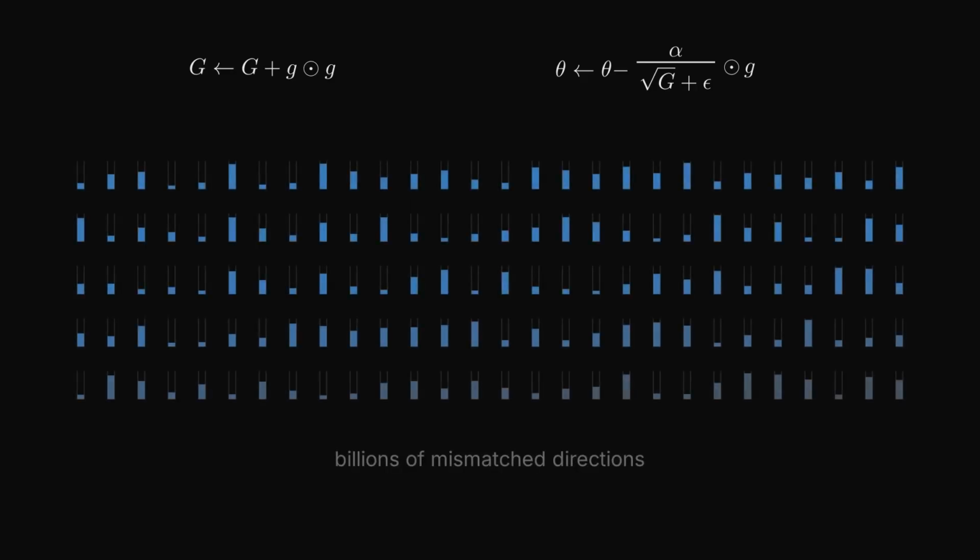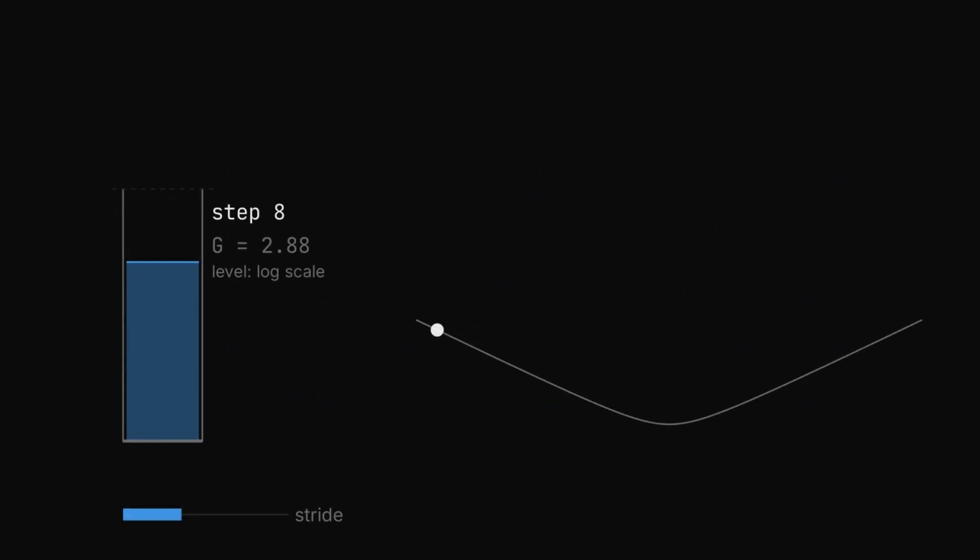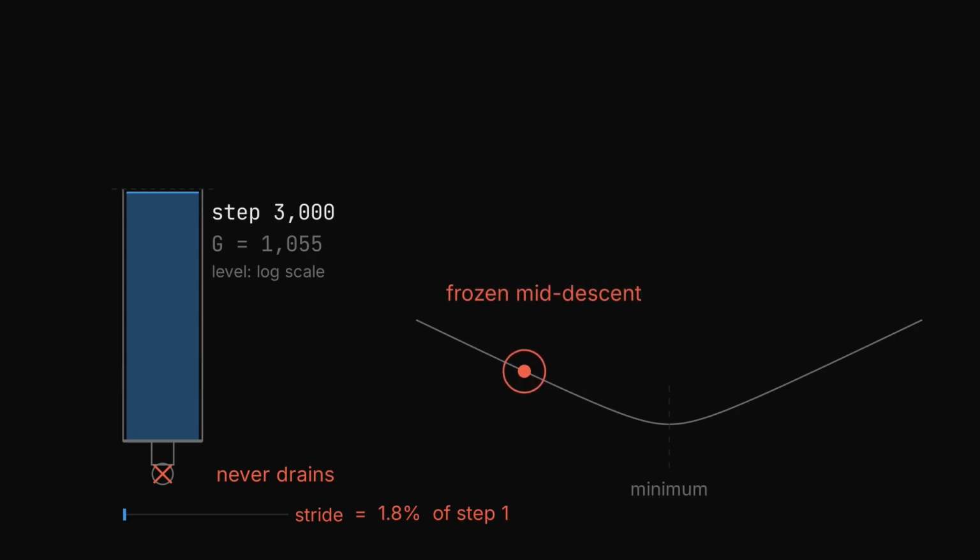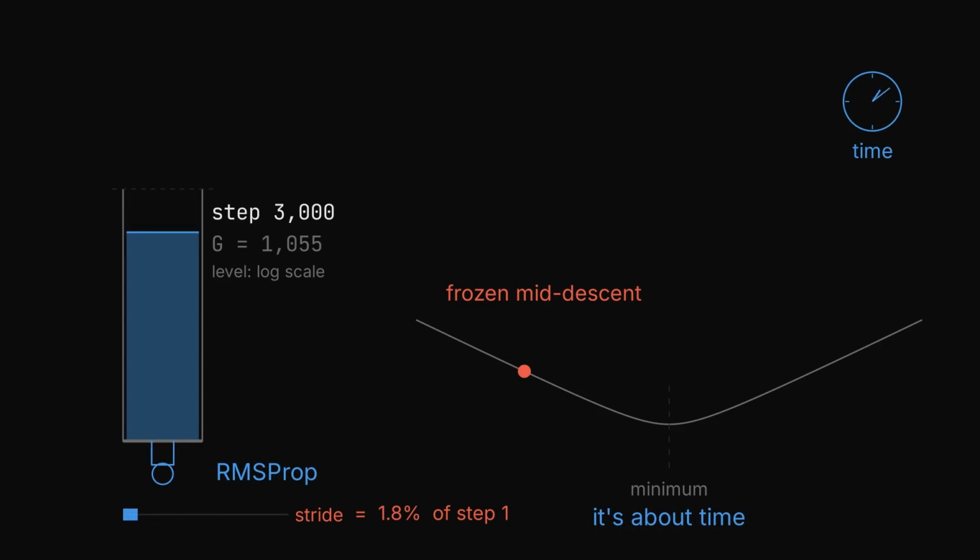That's AdaGrad's power, and it's real. But look at that clip again. The tube never drains. So as training runs long, every stride creeps towards 0, and the model freezes mid-descent. That flaw isn't about scale. It's about time, and it's the exact hole RMSProp was built to patch.